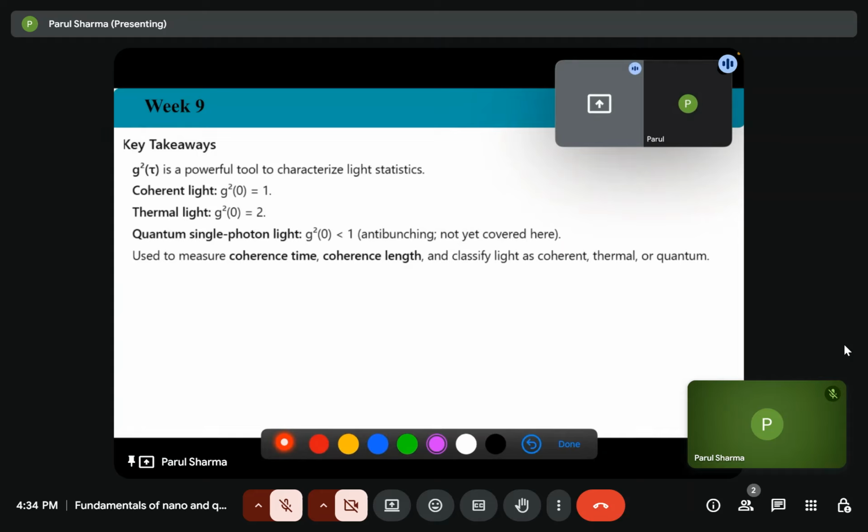And if it is a quantum single photon light source, in that case, it will be lesser than 1. So we will talk about this in the next lecture. And it is used to measure the coherence time, coherence length, and we can classify light as coherent, thermal, or quantum on the basis of the G2 values.